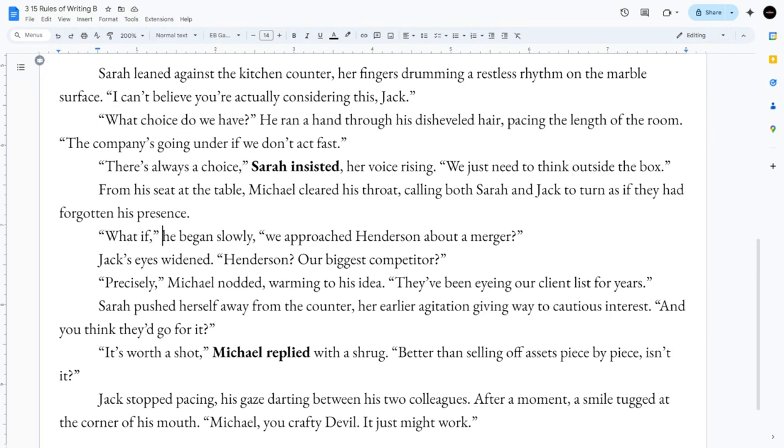What if, Michael began slowly, we approached Henderson about a merger? Henderson? Our biggest competitor? Jack asked. Precisely, Michael nodded. They've been eyeing our client list for years. And you think they'd go for it? Sarah asked. It's worth a shot, Michael replied. Better than selling off assets piece by piece, isn't it? Michael, you crafty devil, it just might work, Jack said.